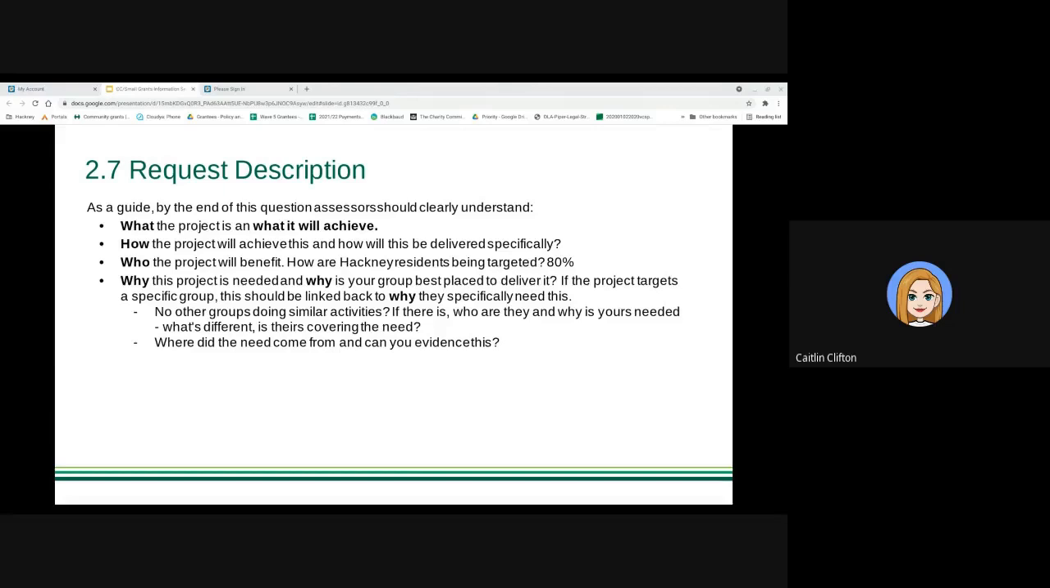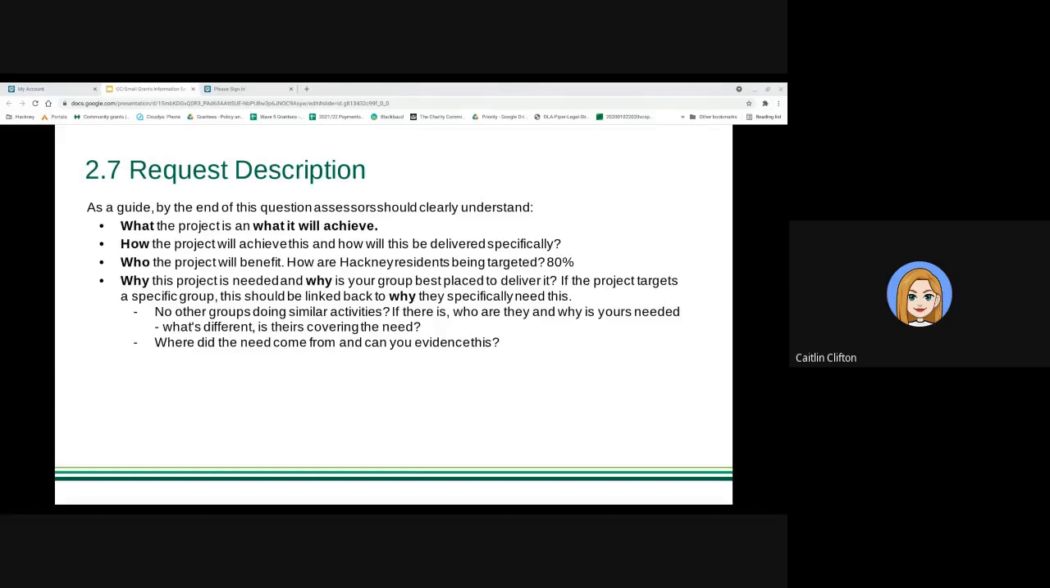Have someone who knows very little about the project, just like an assessor would, read your application, but particularly this section. If they are missing key details or they're confused about any element of the project or what you are doing, then you know the assessor will be too.